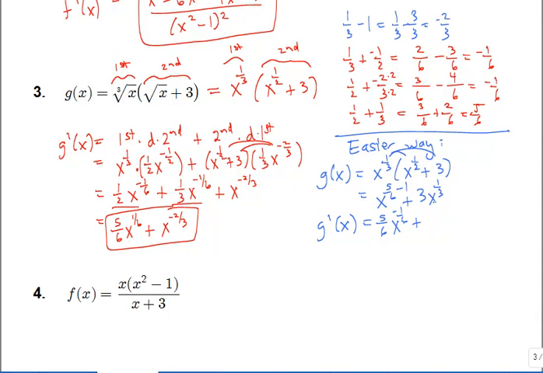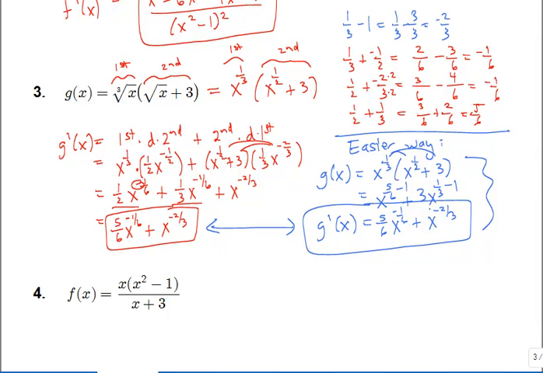And when I go to my 3x to the 1/3 and I bring that 1/3 down, 3 times 1/3 cancels out, so the coefficient would just be 1. And when I subtract 1 from my power, 1/3 minus 3/3 is negative 2/3. So comparing our two solutions over here, and I noticed that I forgot to bring down my negative, I had just a little typo right there, then you can see that these two answers are actually identical. And it was much simpler to do it this way, using just the distributive property first and avoiding that product rule altogether with all the simplifying that had to go into getting this final answer.